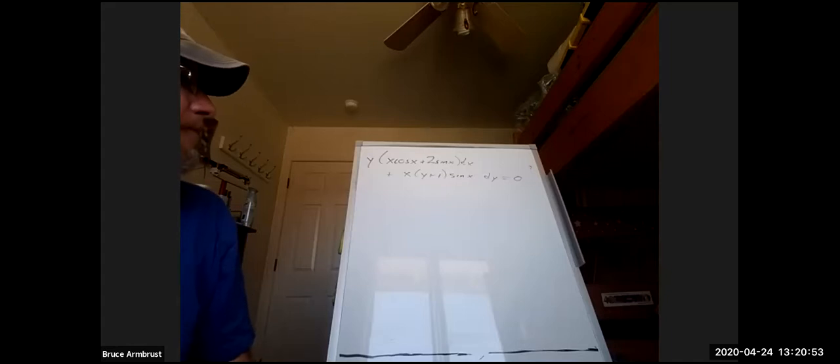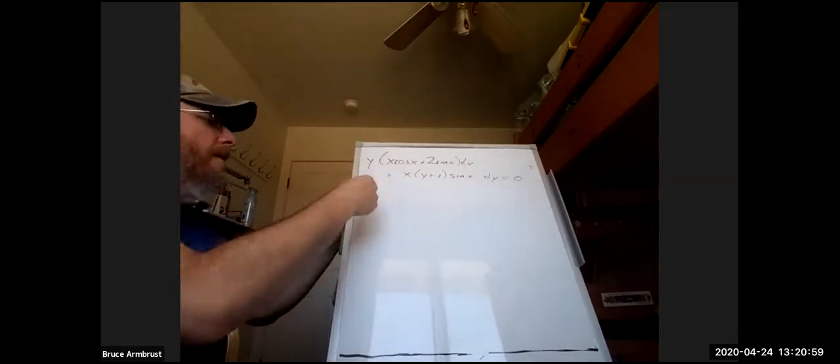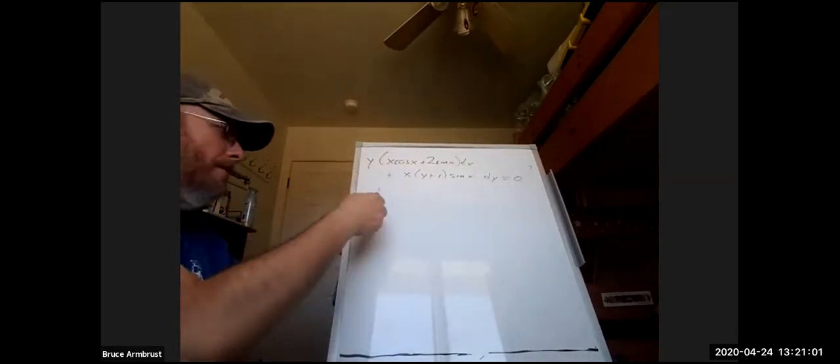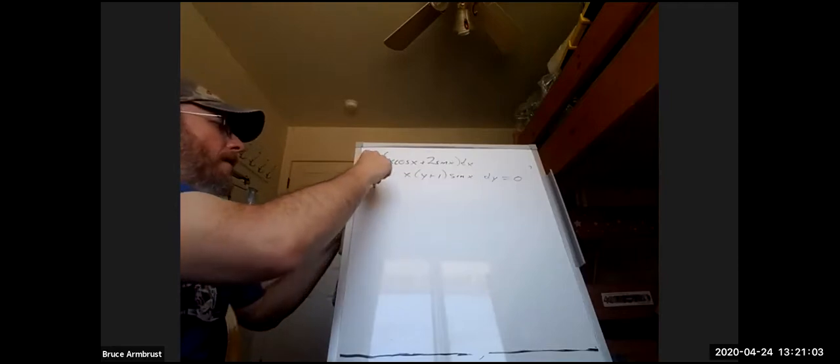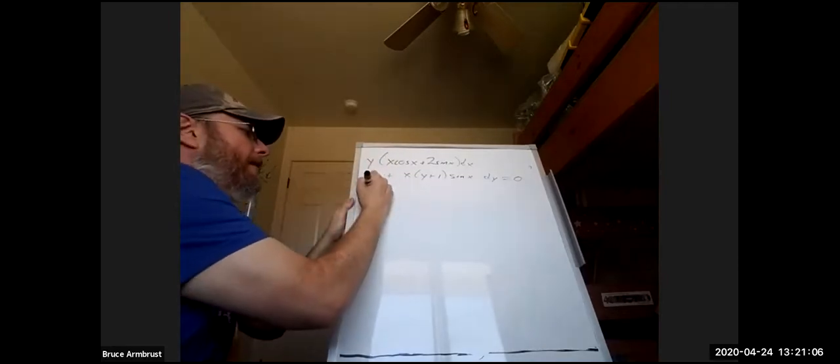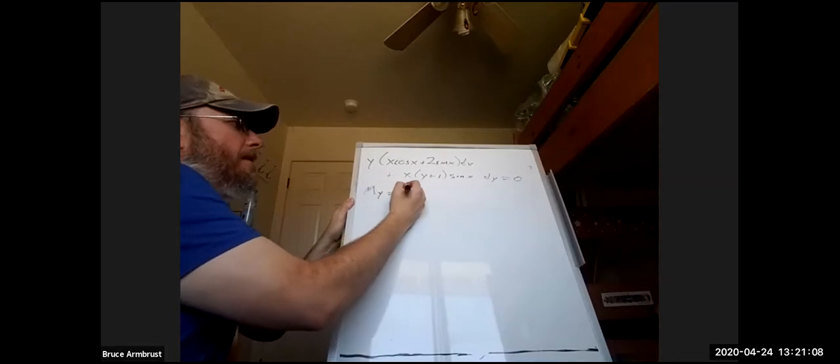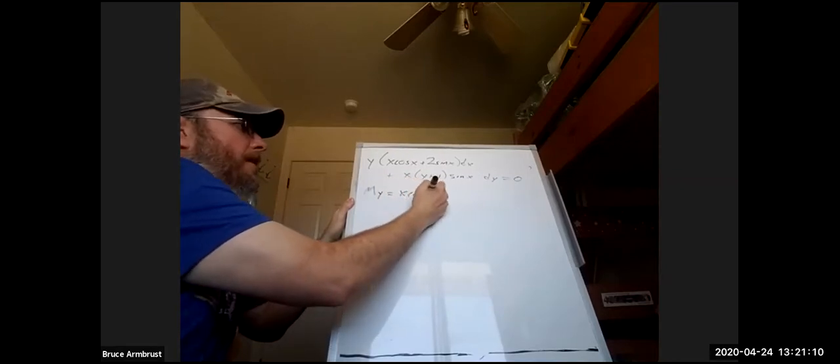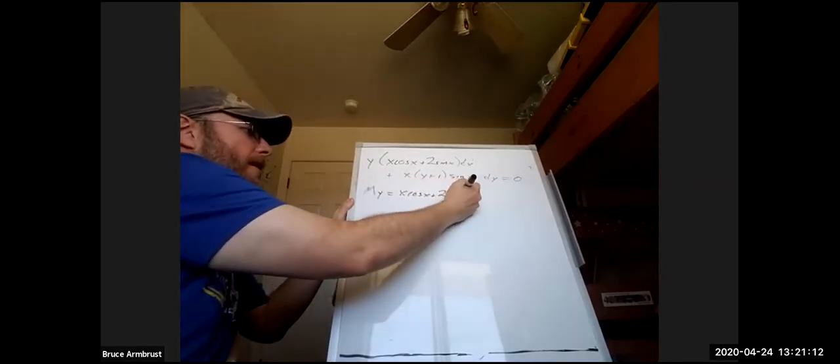All right, so we got y times x cosine x plus 2 sine x, and then x times y plus 1 sine x. So we're going to do the same thing as before. We're going to differentiate with respect to y in the first, x with the second, see if they're equal. We know they're not going to be, but we still want to do that anyway. So My, that's going to equal x cosine of x plus 2 sine of x.